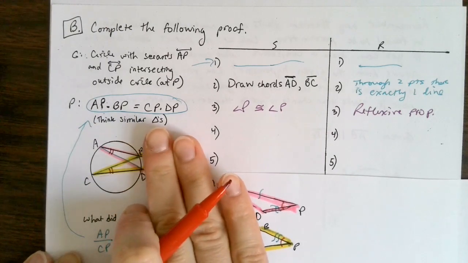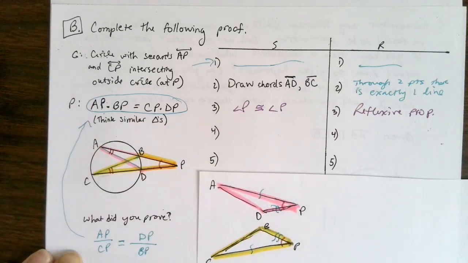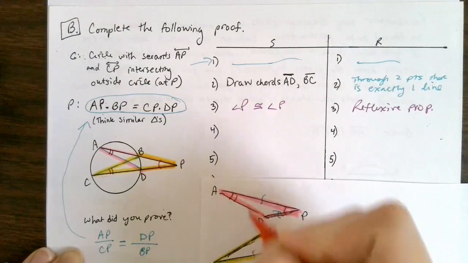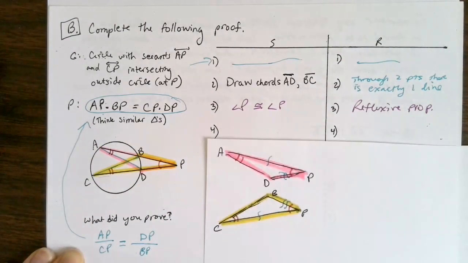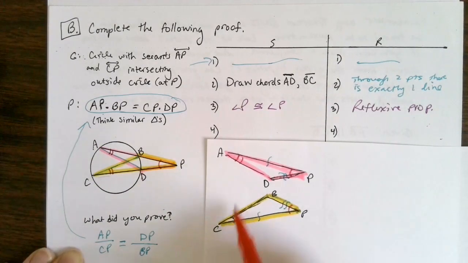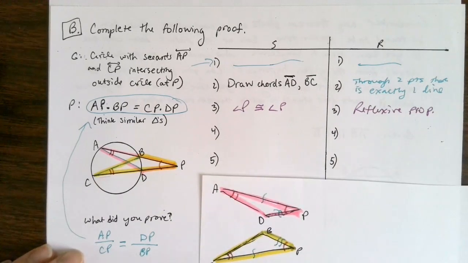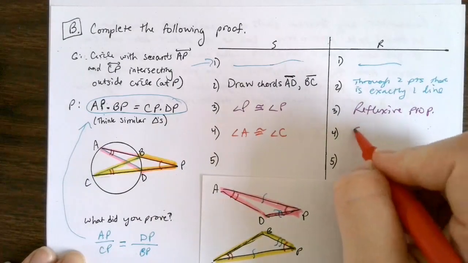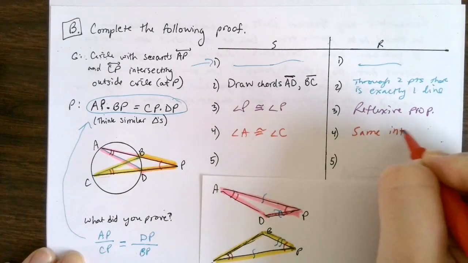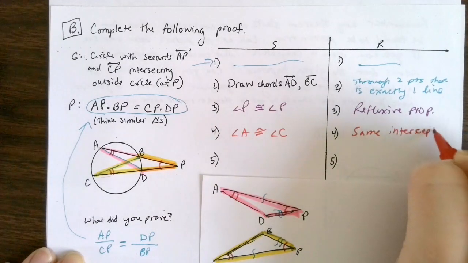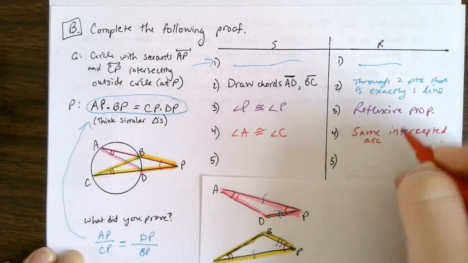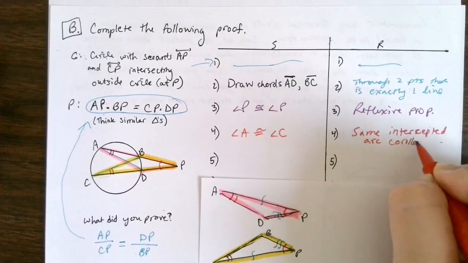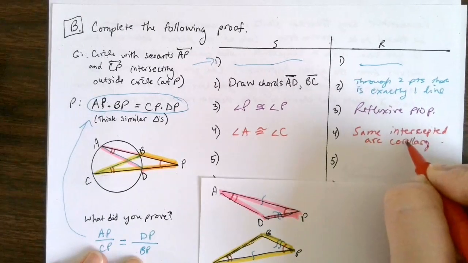There we go. Now we've got that nice same intercepted arc corollary to our inscribed angle theorem. So that's going to be my other key here, getting angle A and angle C congruent, and now I have by angle the two triangles are similar to each other. So angle A is congruent to angle C, same intercepted arc corollary to your inscribed angle theorem.